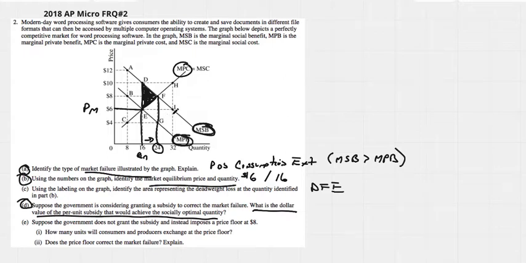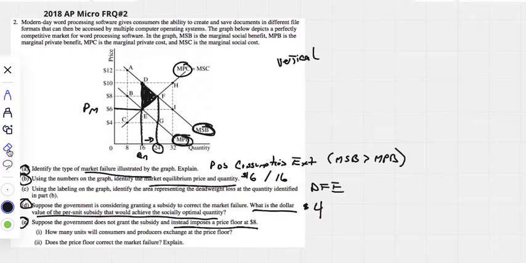Now recognize the dollar value is the vertical distance between these two curves. That vertical distance is the amount of tax or subsidy that we would need to fix a negative or a positive externality. So it looks like at its topmost point, we go vertically down. We're at 10. We go to 6. It must have been $4. Easy enough.